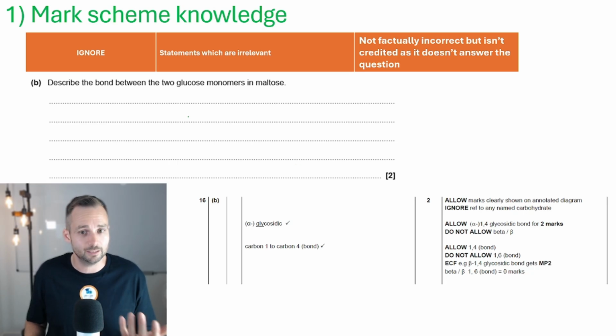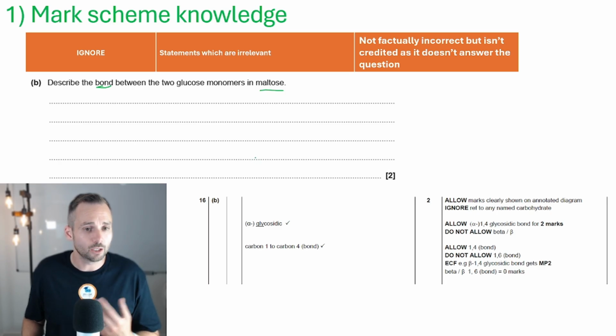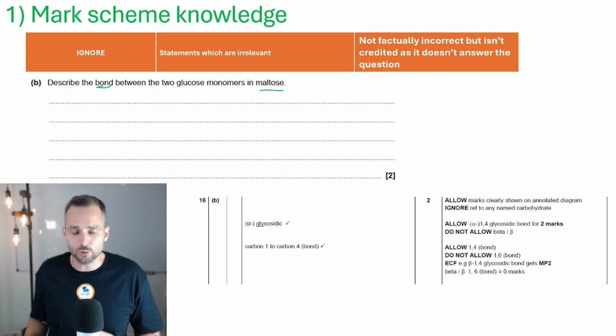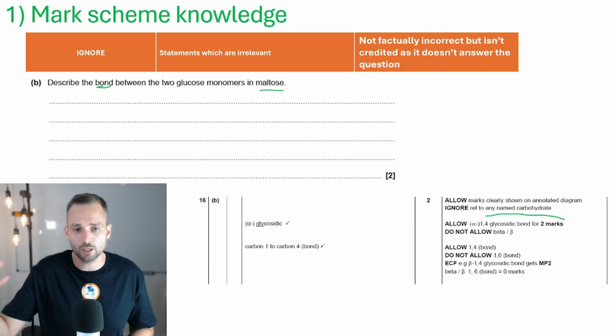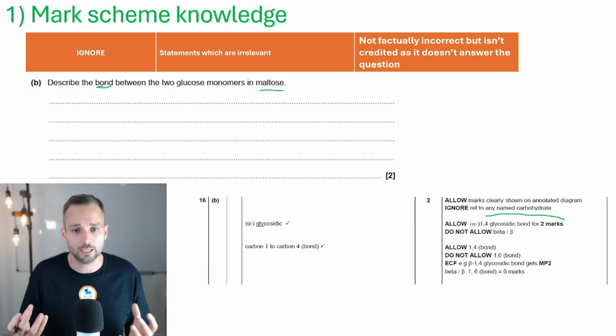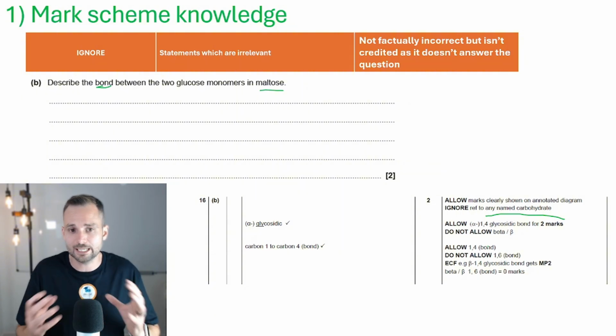So for instance, in this question, describe the bond, which is what we're interested in, between 2 glucose monomers in maltose. So that's a 1,4 glycosidic bond. Now, if you just started talking about some other carbohydrates, we're just going to ignore it. Even if it's an incorrect one, if you start talking about sucrose, which is another disaccharide, so a double sugar, we're just going to ignore it, which is different to do not allow. So you just pretend it's not on the page.